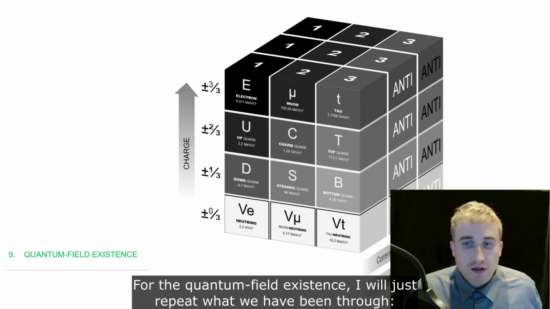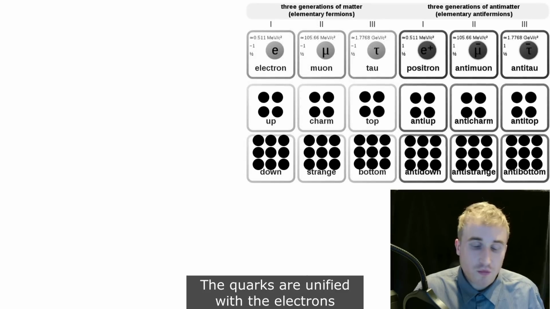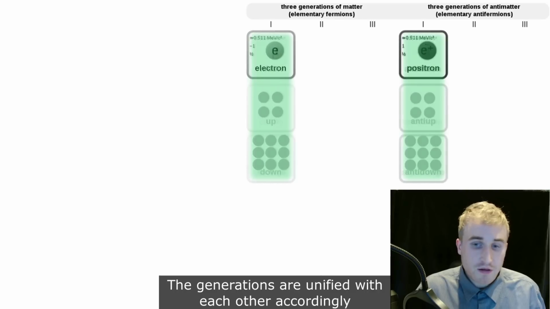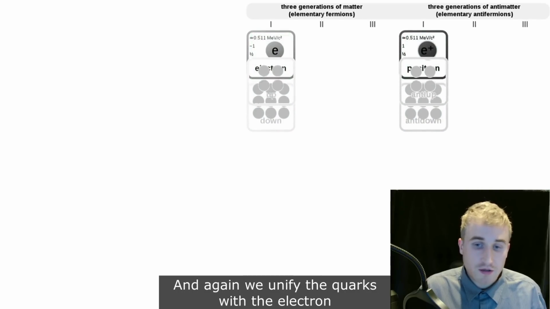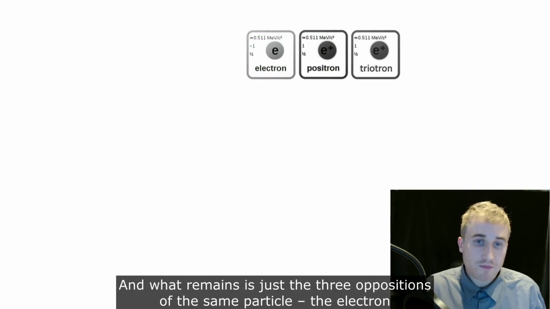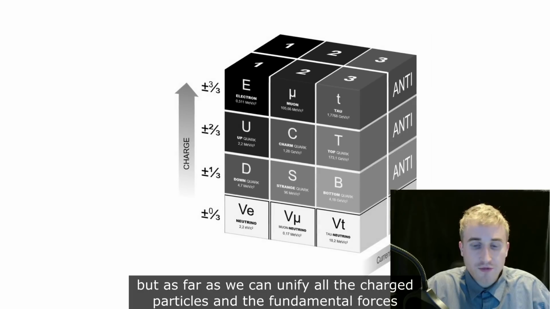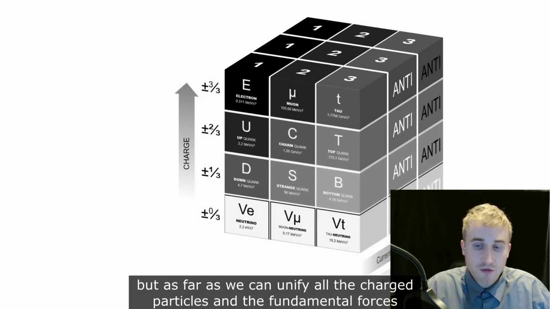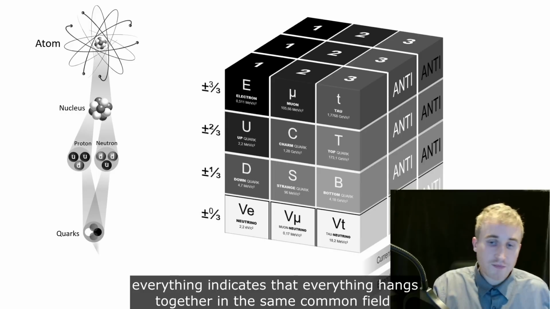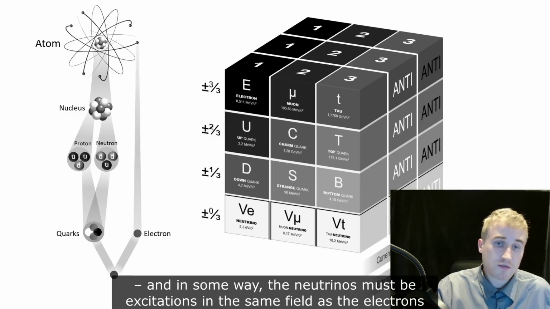For the quantum field existence, I will just repeat what we have been through. The quarks are unified with the electrons, the generations are unified with each other accordingly, and again we unify the quarks with the electron, and what remains is just 3 oppositions of the same particle, the electron. We still have the neutrinos, which stand out here, but as far as we can unify all the charged particles and fundamental forces, everything indicates that everything hangs together in the same common field, and in some way the neutrinos must be excitations in the same field as the electrons.